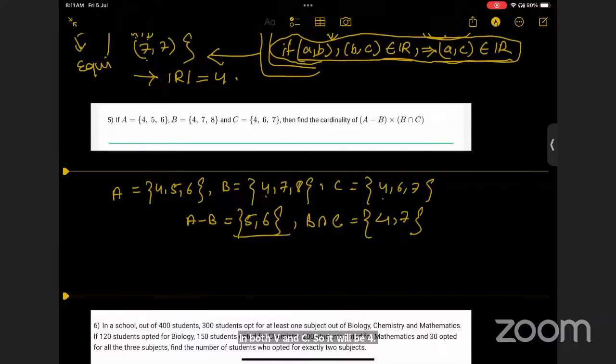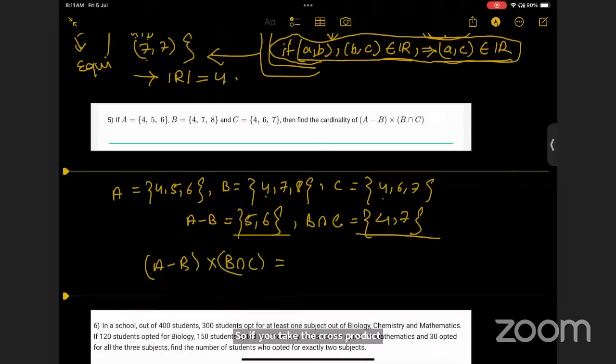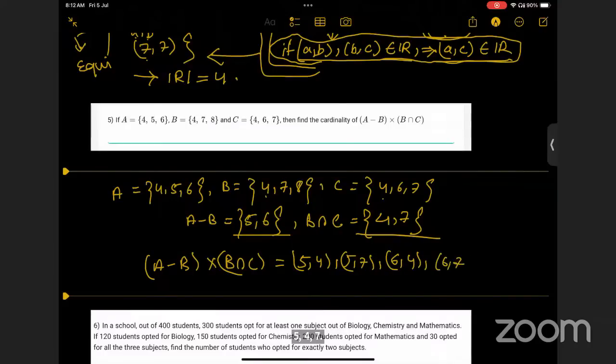Now here we have two elements, and here we have two elements. So if you take the cross product of these two sets, then it will be (5,4), (5,7), (6,4), (6,7). These are 4 elements only, right? So the cardinality will be 4.